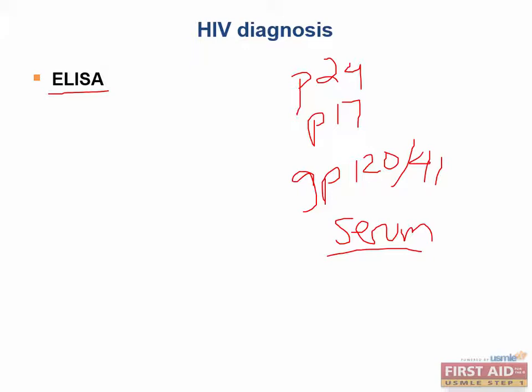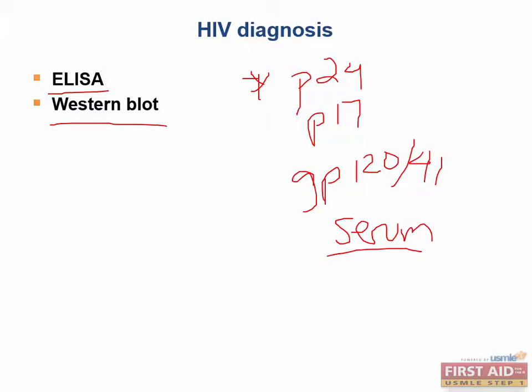It just means that we need to go ahead and do the confirmatory test, which in HIV diagnosis is the Western blot test. The Western blot test is another test used to detect protein in the patient's serum, but it is more specific than the ELISA.